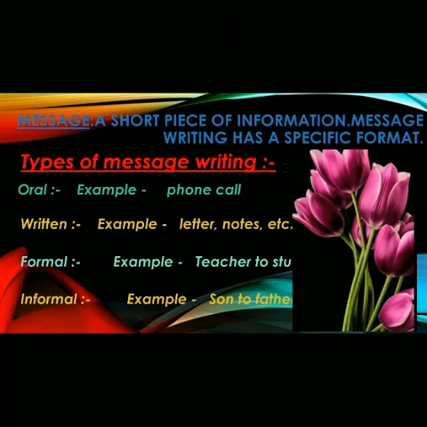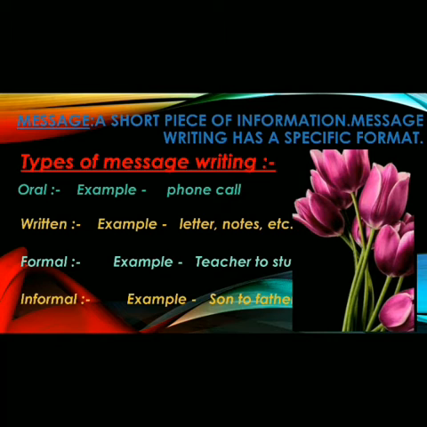But before that, let us know what are the different types of messages we can write or we can read. First of all, the first type is the oral message. Now, oral message means what? When we convey our message, when we convey our point of view orally or through some kind of oral communication like a phone call. We call someone for saying anything, for passing some message. So that comes under oral communication.